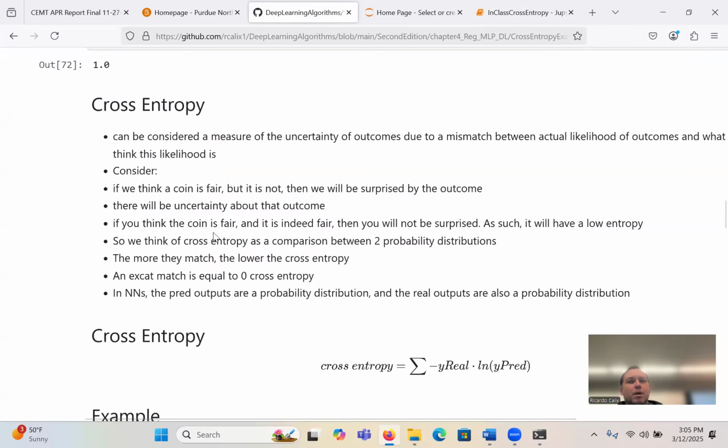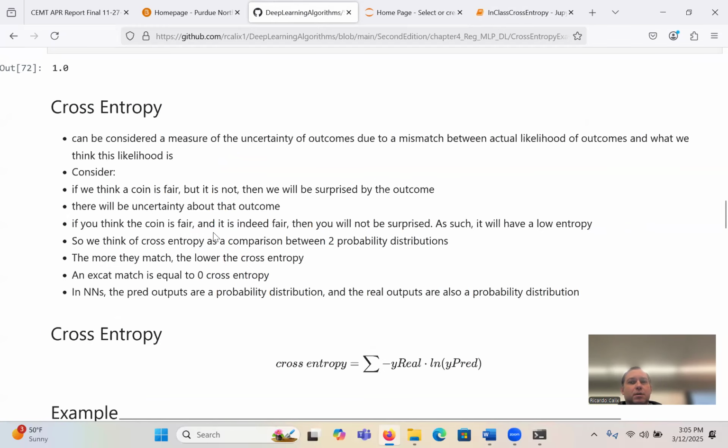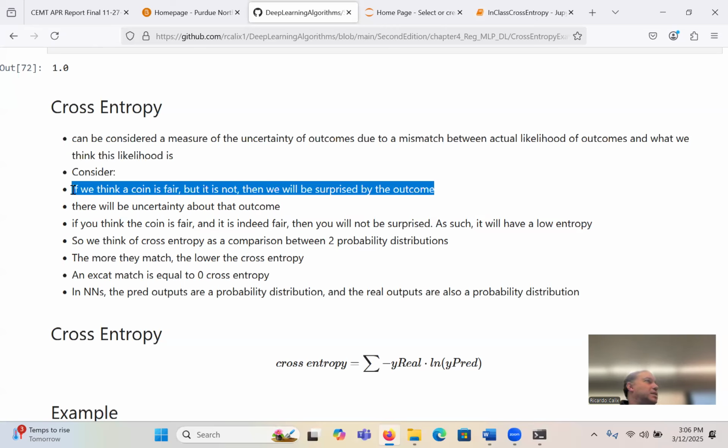So cross entropy can be considered a measure of uncertainty of outcomes due to a mismatch between an actual likelihood of outcomes and what we think this likelihood is. So that's the same as saying between the predicted labels and the real labels, which are also probability distributions. So consider, if we think a coin is fair, but it is not, then we will be surprised by the outcome. You see that surprise is really important. It's, as it turns out, a really important concept in intelligence.